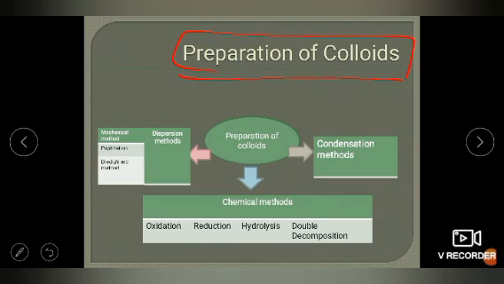You know very well the meaning of preparation. Preparation is to prepare something. So how can colloids be prepared? There are three methods. First, it can be prepared by the dispersion method. In the dispersion method there is the mechanical method, peptization, and Bredig's arc, in which Bredig's arc is very important. The second method is the condensation method. The third method is the chemical method. In the chemical method, oxidation, reduction, hydrolysis, and double decomposition are there. So one by one we will discuss these.